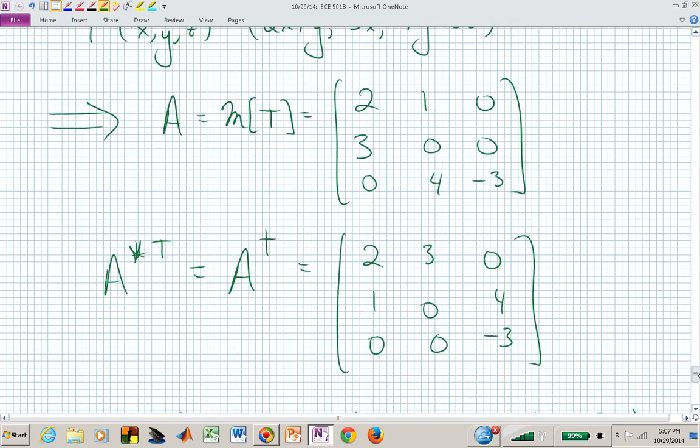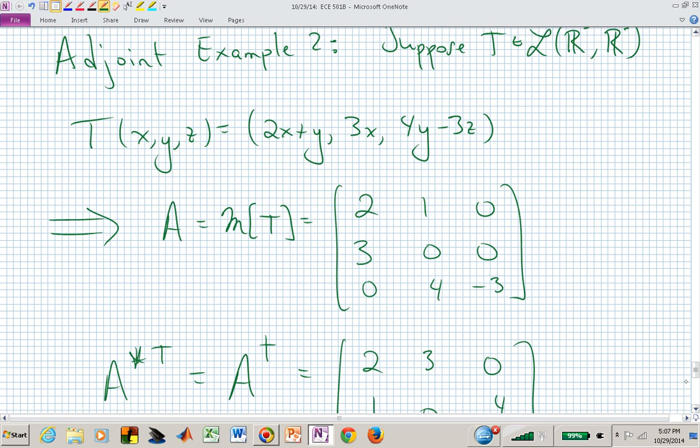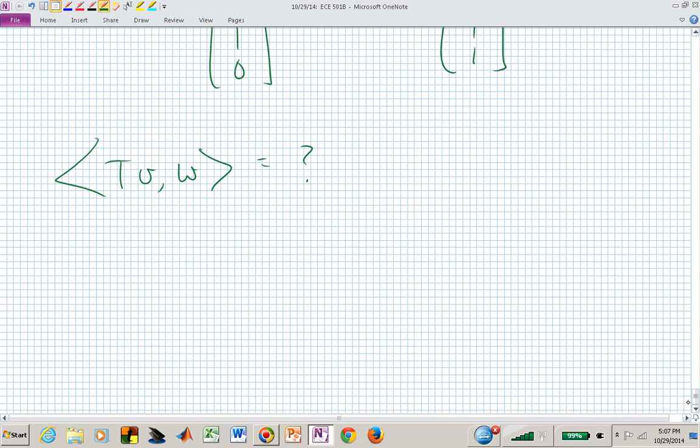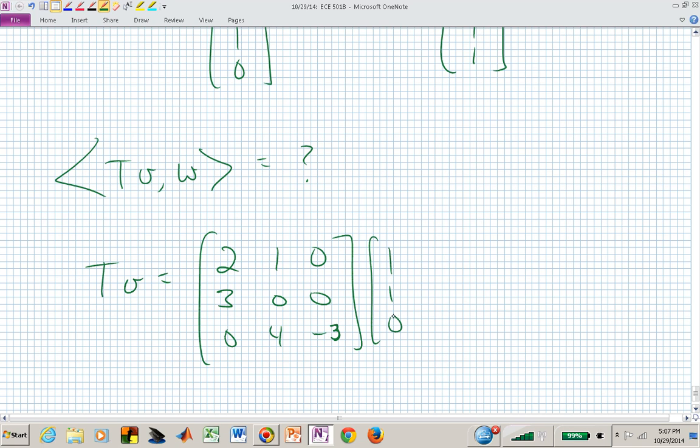Well, we now just have to go back to the matrix representation of T. To produce TV, we just have A times V. So TV, we can think of now as this matrix A, with rows 2, 1, 0; 3, 0, 0; and 0, 4, minus 3, times 1, 1, 0. And do we remember how to multiply matrices and vectors? I really picked these to be easy to play with.